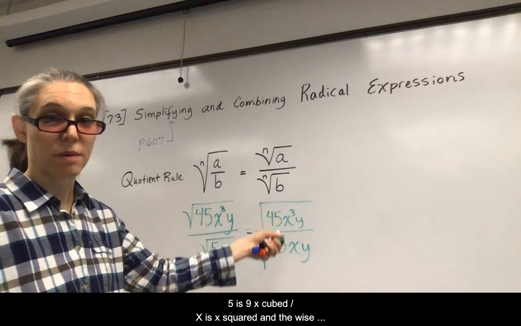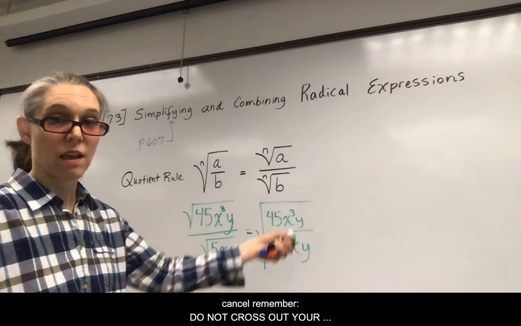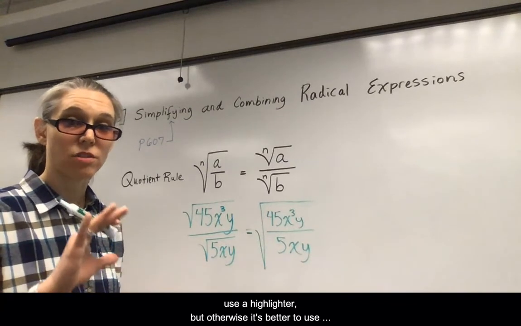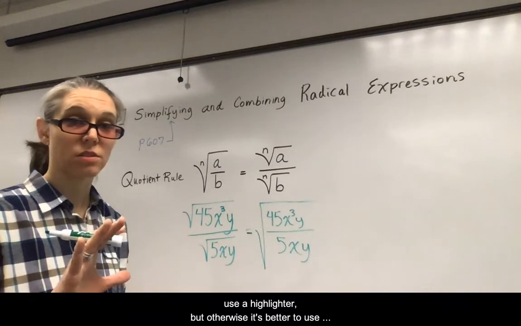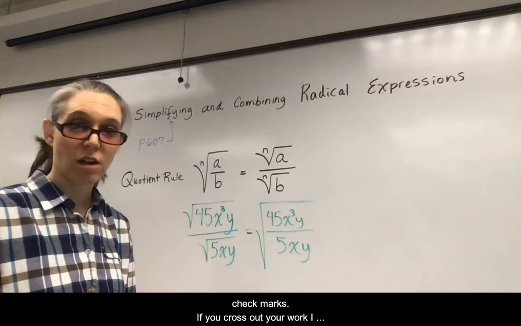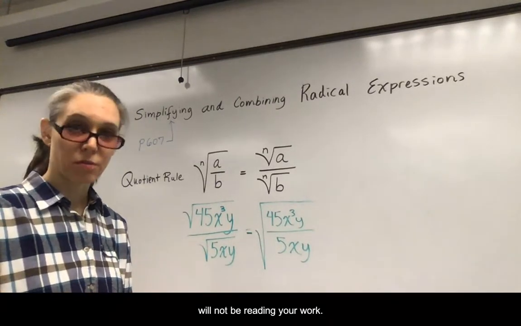X cubed divided by x is x squared, and the y's cancel. Remember, do not cross out your work. If you must, use a highlighter, but otherwise it's better to use check marks. If you cross out your work, I will not be reading your work.